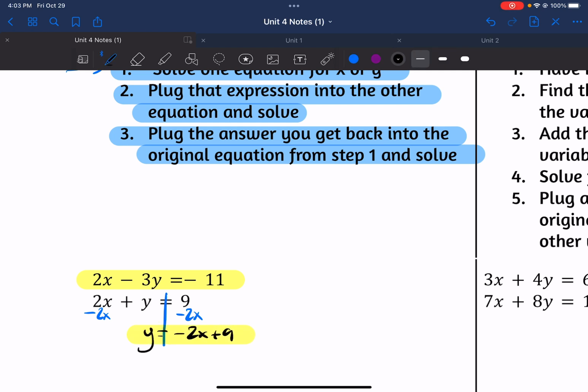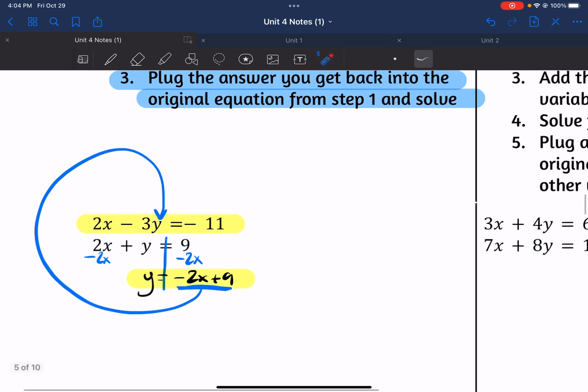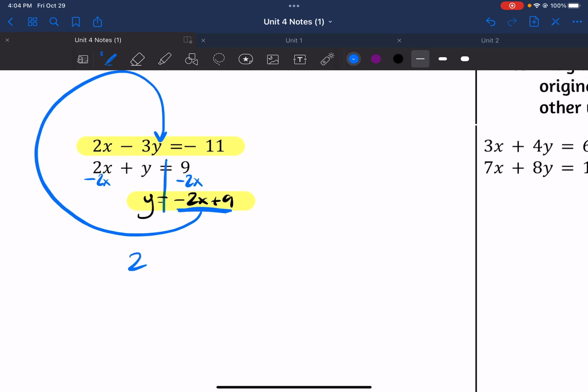Now what I want you to see is that I'm going to plug this into where y is. Because if y equals negative 2x plus 9, then I can change this y right here and substitute all of this in. So this is how we do it. I'll write it down here. We have 2x minus 3. Now parentheses, anytime we substitute something in, we always use parentheses, negative 2x plus 9, close my parentheses, equals negative 11. All right, now we need to solve this.